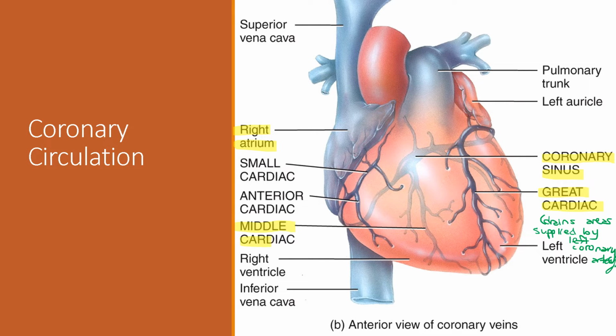The middle cardiac vein, actually we can probably write this over here. I'll do different colors, sorry about that. So these are going to be the main veins bringing blood to the coronary sinus. The great cardiac vein is our first one. It's going to drain the areas of the heart supplied by the left coronary artery.